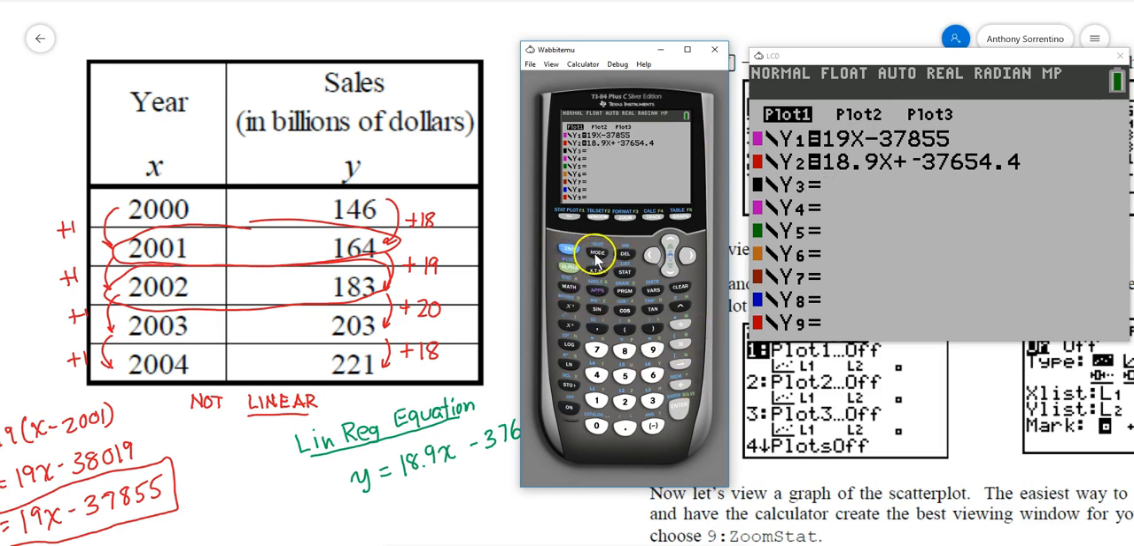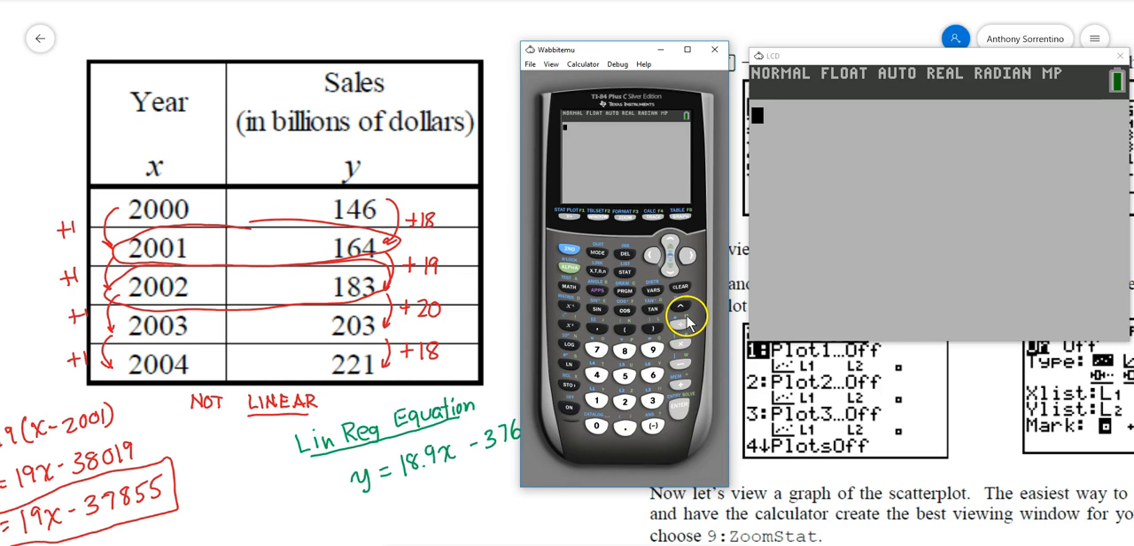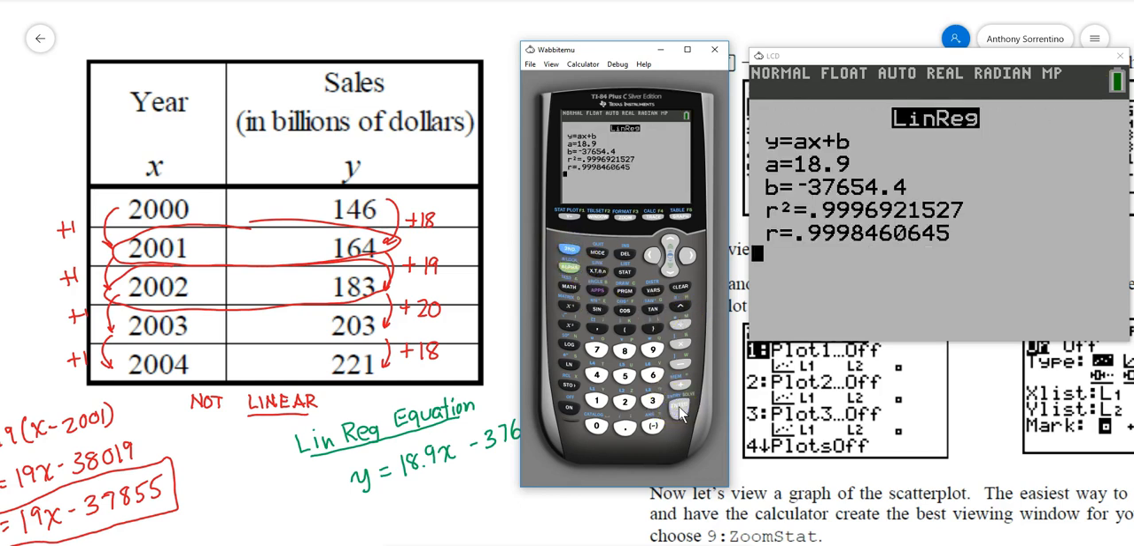Also, getting back to what was produced when I did that. Here we go, these R values. This R value is also a strength of the correlation between them. 0.999846 means that my scatter plot, those points, are pretty close to being linear in the grand scheme of things.